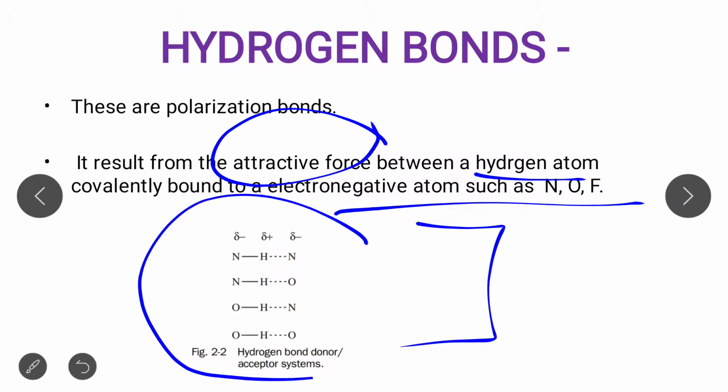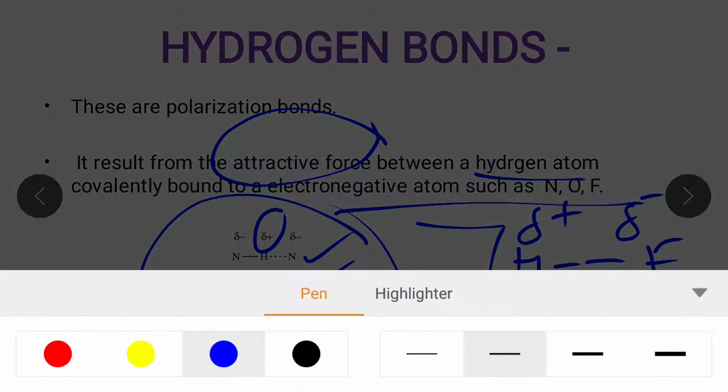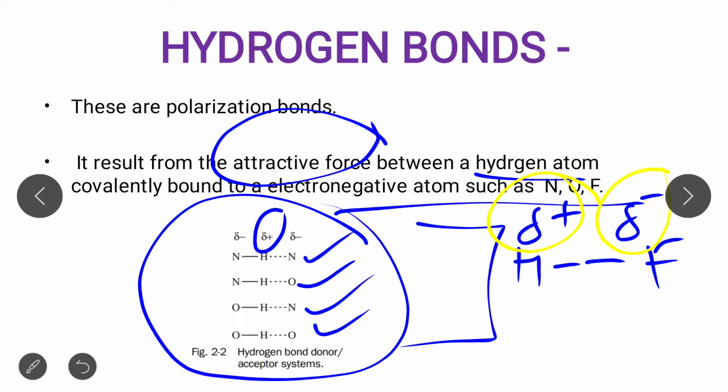As you can see in this figure, this is a hydrogen, and it contains a partial positive charge. Delta plus means partial positive charge. And this is nitrogen, oxygen, and it also forms with fluorine, with partial negative charge. So hydrogen bonding always forms through partial charges, either partial positive or partial negative, as you can see in this figure.